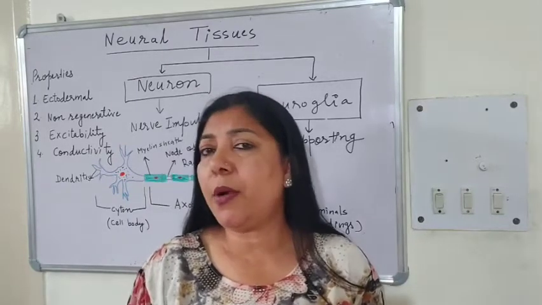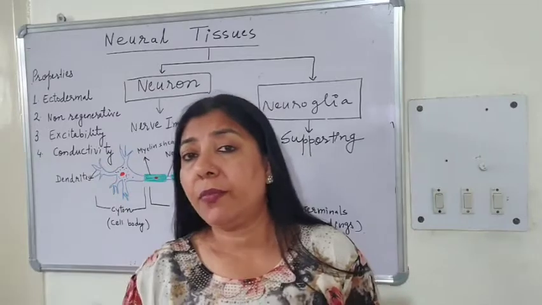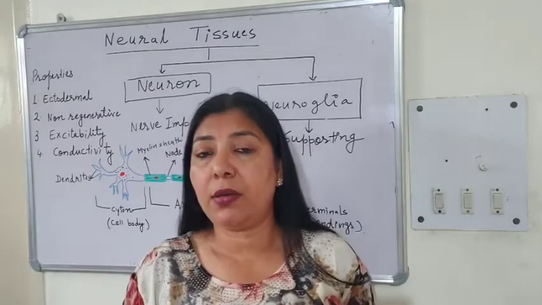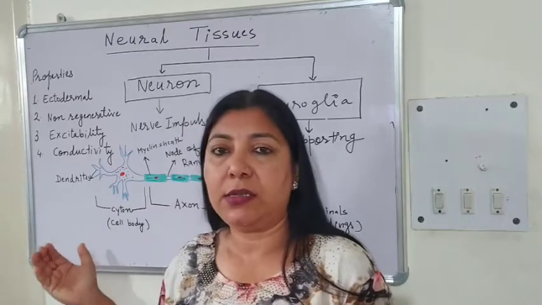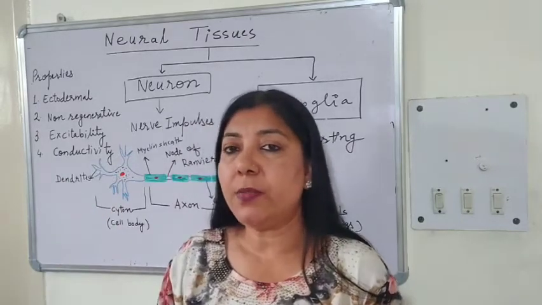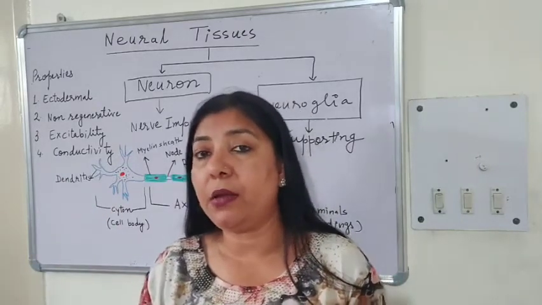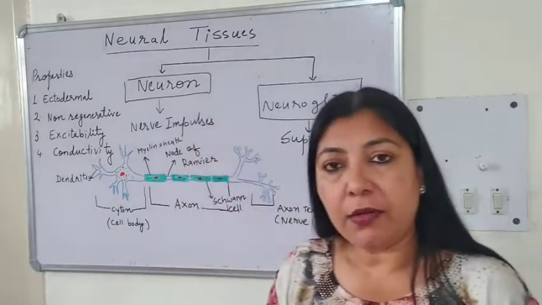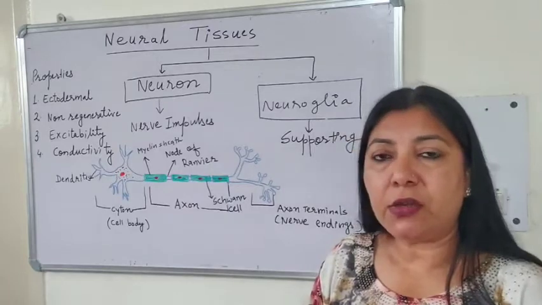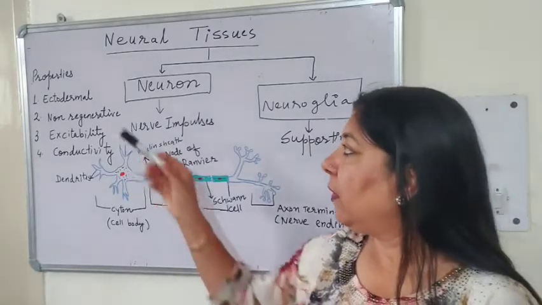We will be studying these neural tissues again in the nervous system later on. Today we will be only studying the histology, the structural part. The details of the functional part we will study in another chapter. So let's begin with the characteristic features of neural tissues.